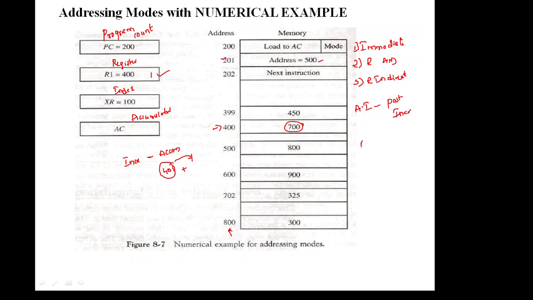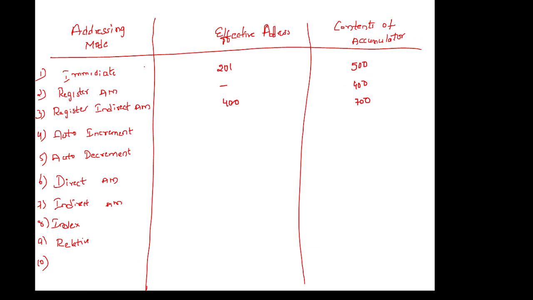First the content will be accessed and then incremented. What is the content? The content in the register is 400 and then it will be accessed. So the effective address is 400. In 400 what do we have? 700. After that the incrementation will be done.